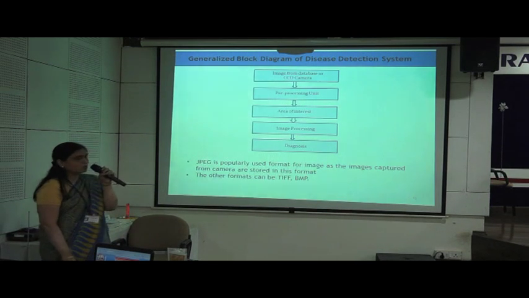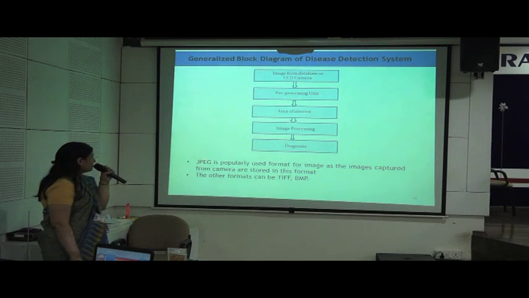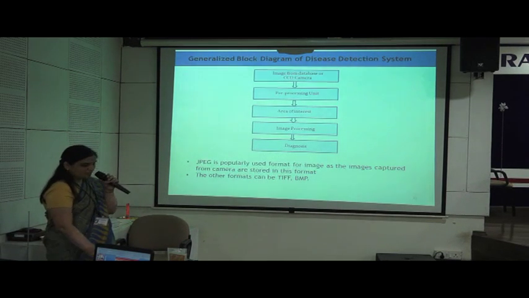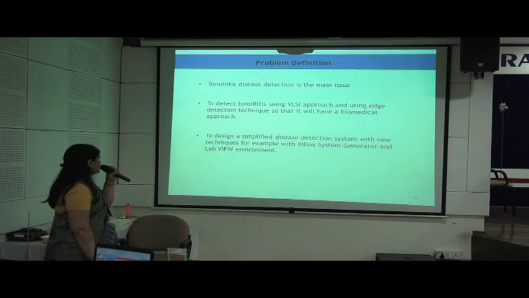This is a generalized block diagram of my disease detection system. Here, JPG is popularly used as the image format, as the images are captured in this format only. The other formats can also be considered for disease detection.